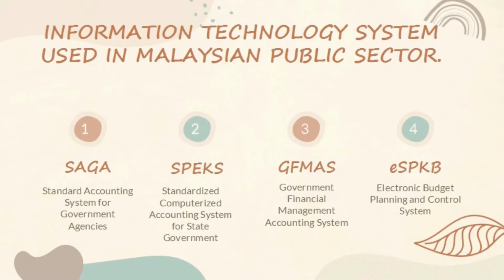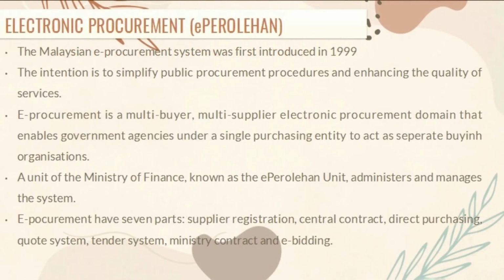So these are the information technology systems used in the Malaysian public sector. The first one is the standard accounting system for government agencies. The second one is the standardized computerized accounting system for state government. The third one is the government financial management accounting system. The last one is the electronic budget planning and control system. So this is the last slide that will be presented by me.